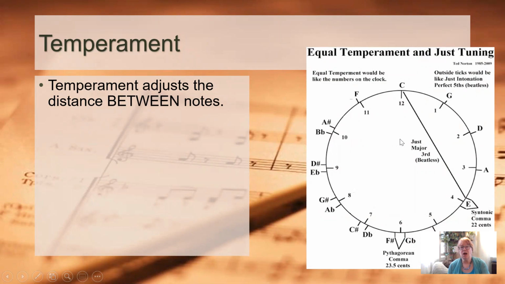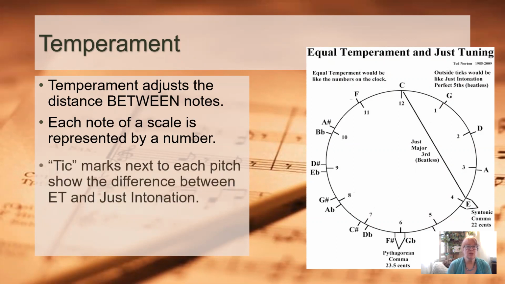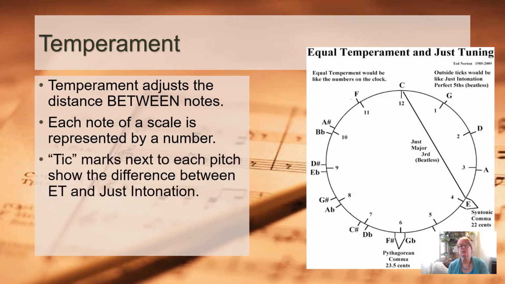And you'll also see here, I need to go to the next slide for that. Each note of a scale is represented by a number. Here you'll see 1 through 12. There are 12 notes between C and C, and this includes all of the sharp and all of the flat notes. The tick marks that you see here represent just intonation and equal temperament.